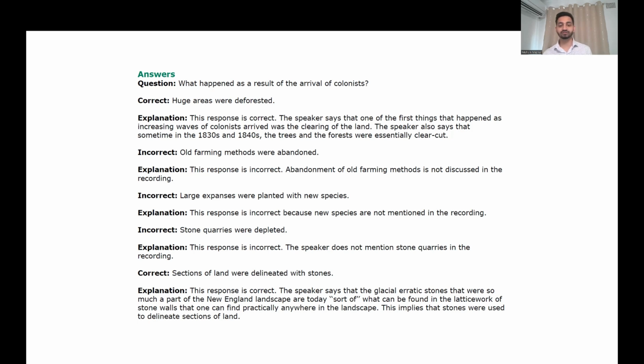Number 5, sections of land were delineated with stones. Now, this response is correct. The speaker says that the glaciers' erratic stones that were so much a part of the New England landscape are today sort of what we can find in the lattice work of stone walls that one can find practically anywhere in the landscape. This implies that stones were used to delineate sections of land, all right? So that option will be correct.